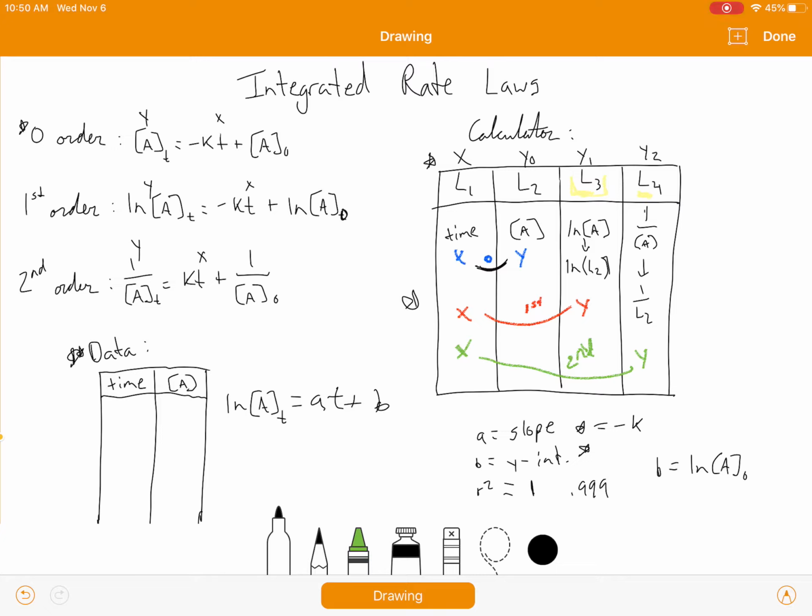It's not that b is the concentration of A initially. b is equal to the natural log of A at time 0. So, if it wants to know the rate constant, well, in this case, a is equal to negative k. So you would have to take the opposite of a, and that would be your rate constant. That's the same for 0 order. For second order, a is equal to k. You don't have to do any of that switching.